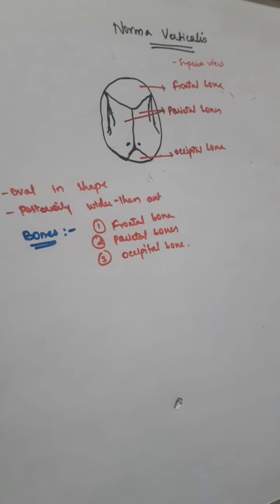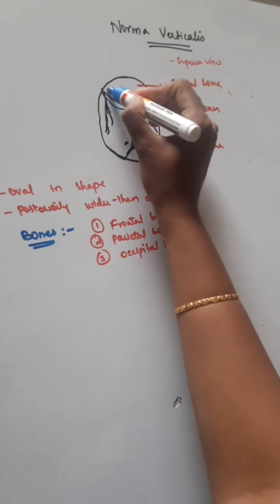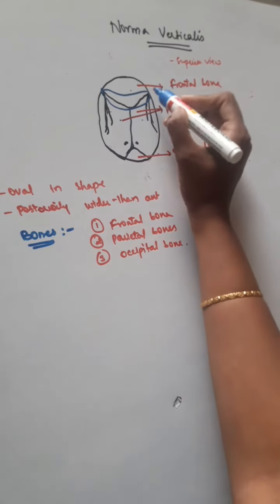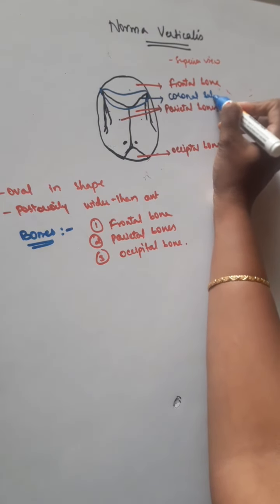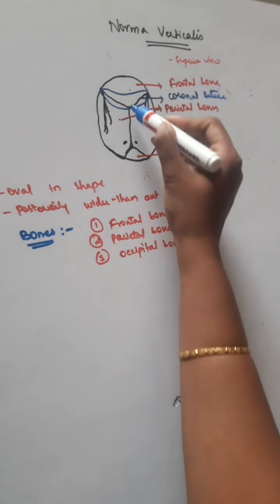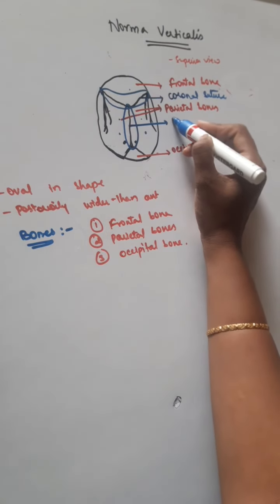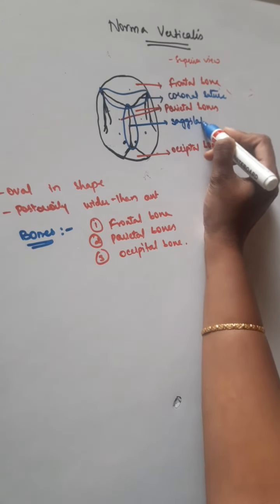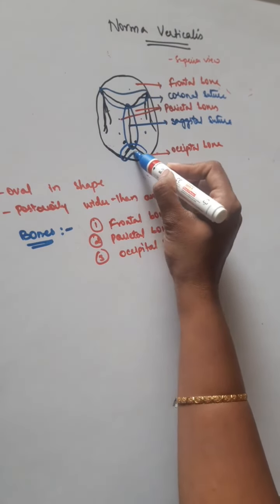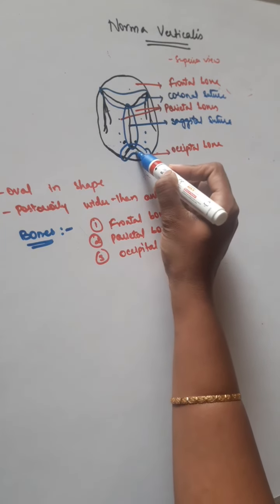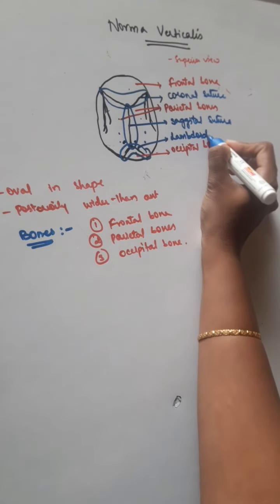So now coming to the sutures. What are the sutures that can be seen? This suture between frontal bone and two parietal bones is nothing but coronal suture. Name of the suture is coronal suture. And this suture which is present between two parietal bones, this is sagittal suture. And the suture which is present between two parietal bones and the occipital bone is nothing but lambdoid suture.